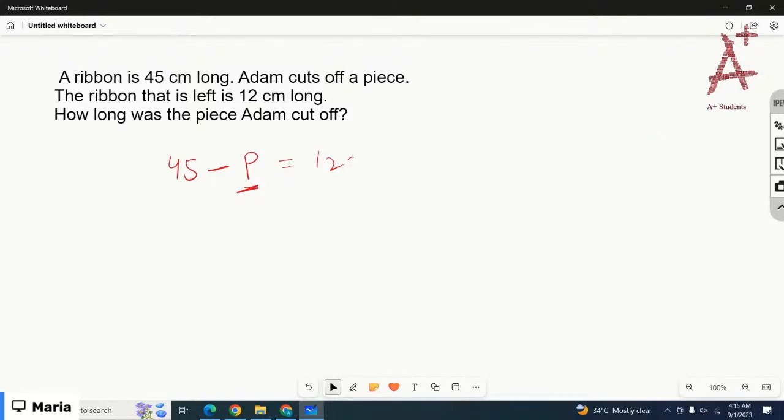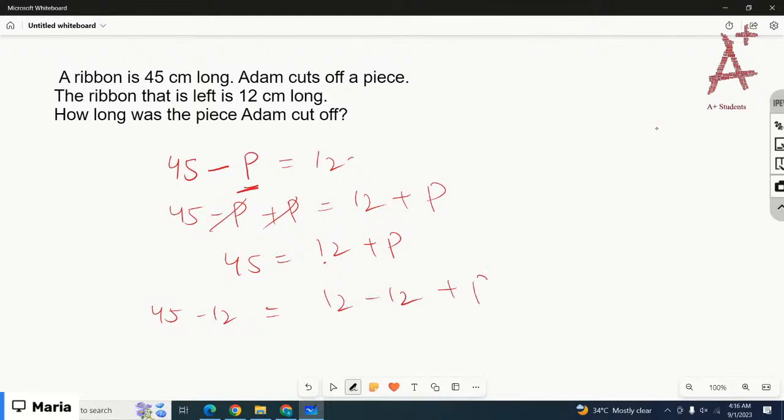So let's make P positive first. Add P to both sides. 45 equals 12 plus P. Now move 12 to the other side. You have to subtract 12 from both sides because 12 minus 12 is 0. So you are left with P here, and 45 minus 12 is 33 centimeters. That means the piece Adam cut off is 33 centimeters long, right?